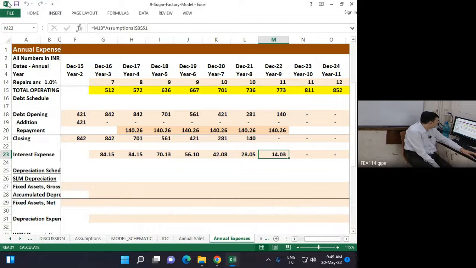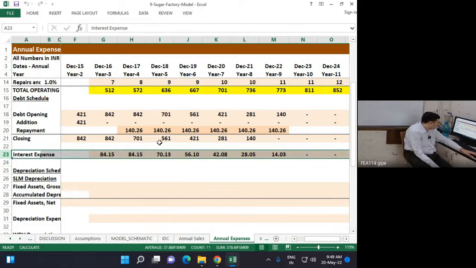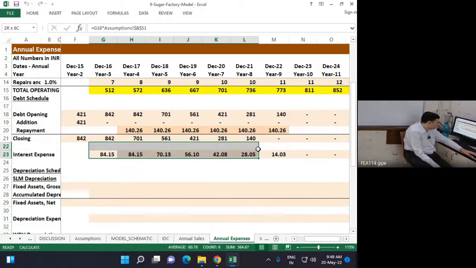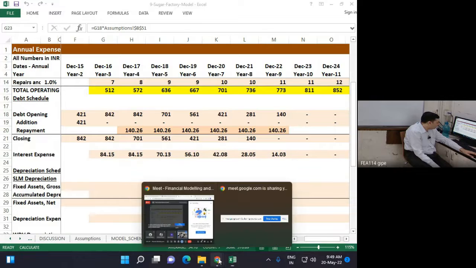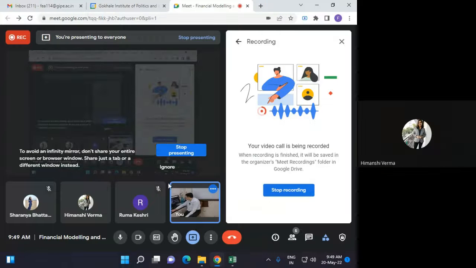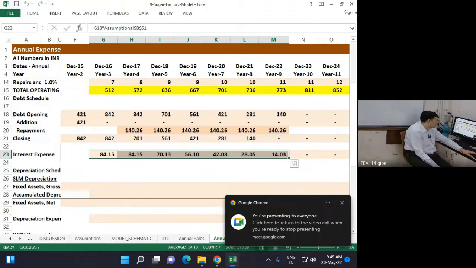Now, before we start, everybody see that you have the file here. If you don't have it, let me know. I can share it again. Okay, till here, students online. In annual expenses, is the interest expense in row number 23 complete for you? Yes, sir. Okay. So now we start with fixed assets.